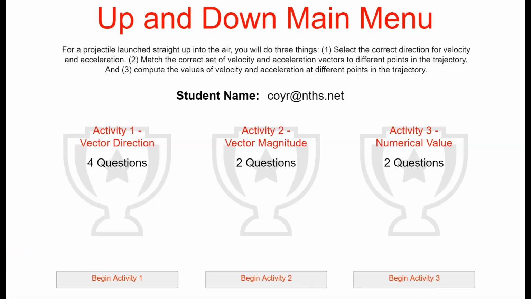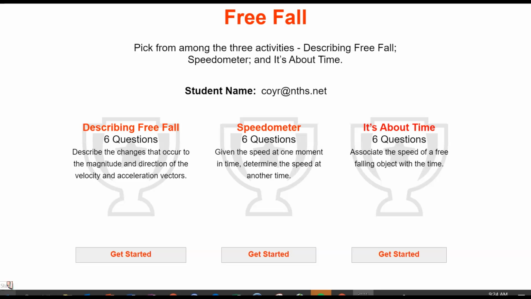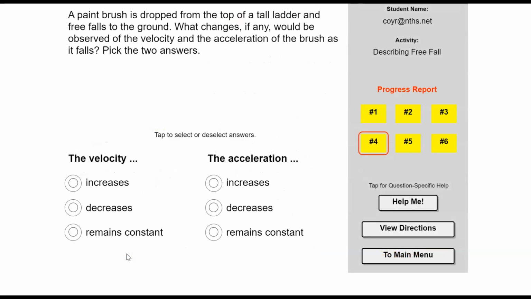I'm going to pause for a second, and I'm going to tell you about the other concept builder. Okay, so here's the second concept builder, and this one's just as simple, but it's a little trickier to understand what's being asked. So let's go through a few of these. Okay, here we go. A paintbrush is dropped from the top of a tall ladder, and it falls to the ground. What changes would be observed to the velocity and the acceleration of the brush?